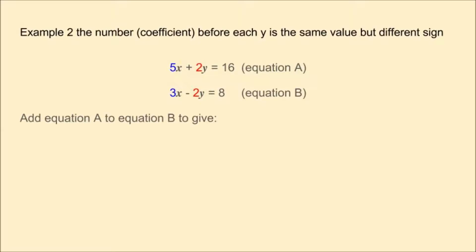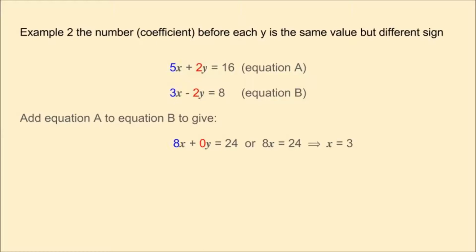So if we then add equation A to equation B, that will give us 5x plus 3x gives us 8x, 2y add minus 2y gives us nothing, and 16 plus 8 gives us 24. In other words, 8x equals 24. If we divide through by 8, that will give us then that x is equal to 3.